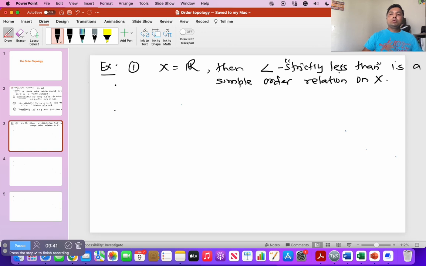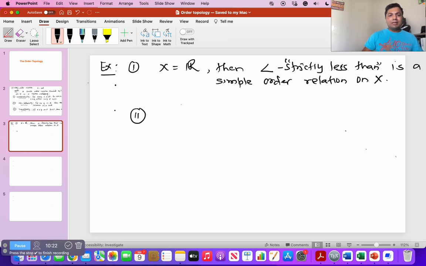So that means if you pick any two different real numbers, then one of them is always strictly less than the other one. That's the first property. Second property, non-reflexivity. That is quite obvious, because if you have a real number, you cannot say that real number is strictly less than itself. And the third property, transitivity, is quite obvious. So this strictly less than is a simple order relation on the set of real numbers.